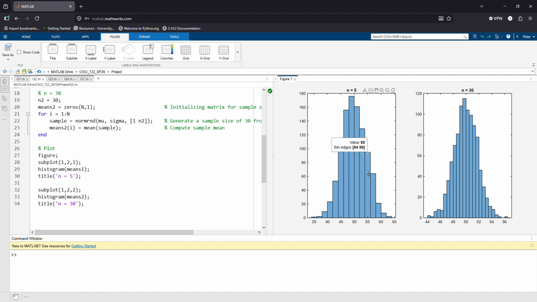That's because a larger sample size reduces variability, and the standard error decreases as the sample size increases. This result illustrates the central limit theorem, where the sampling distribution becomes more normal and less spread out as the sample size grows.